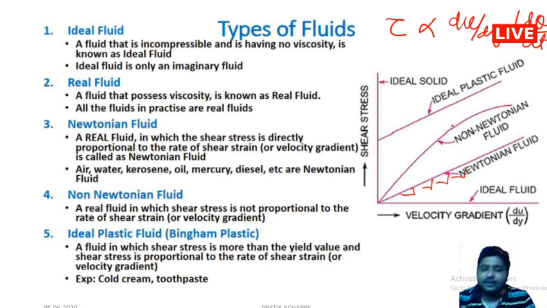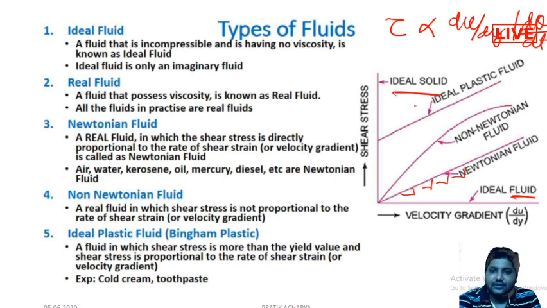And ideal plastic fluid means there is some initial shear stress we have to apply to move the fluid. Toothpaste is an example of ideal plastic fluid. The x-axis is called ideal fluid because the shear stress will be 0, which means viscosity is 0 in case of ideal fluid. And the y-axis is called ideal solid because the shear strain or the angular deformation is 0. However much shear stress you apply, it will not deform. That is the ideal solid. So you just read this one, it is very important. Just remember the examples of these types of fluid.